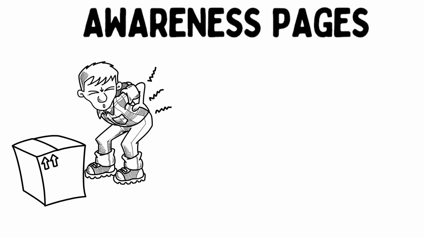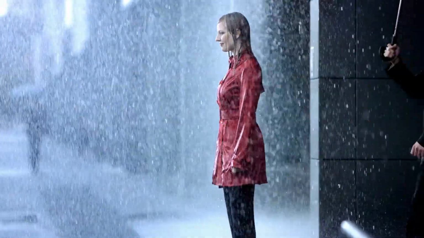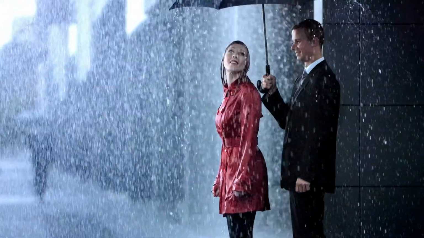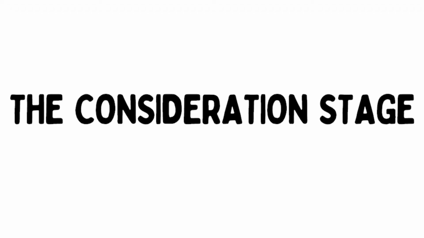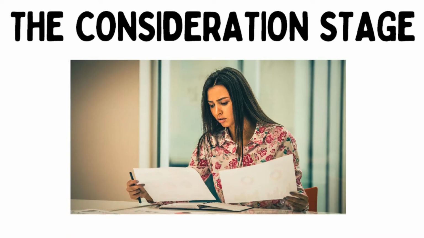Awareness pages are all about covering the pain point or their main problem. The info needs to address the problem and then offer the solution. Now at this stage, you're not trying to make a sale or close. You're just trying to be as helpful as possible. The consideration stage is super important. They now know they have a problem and are comparing solutions.